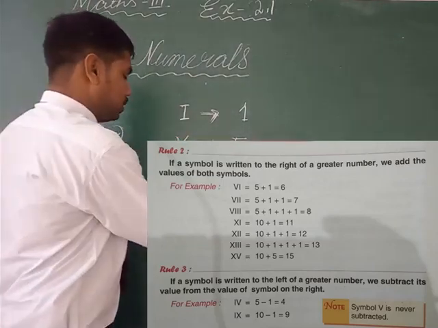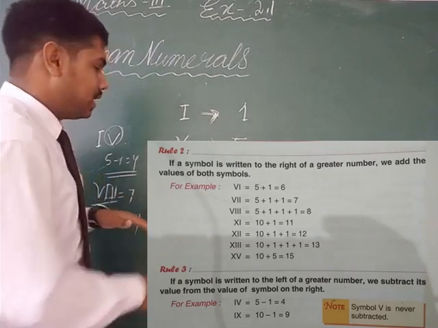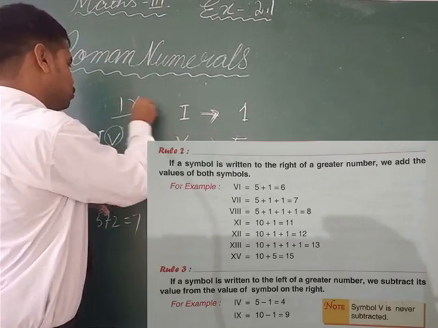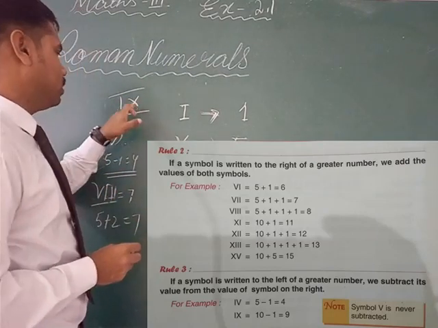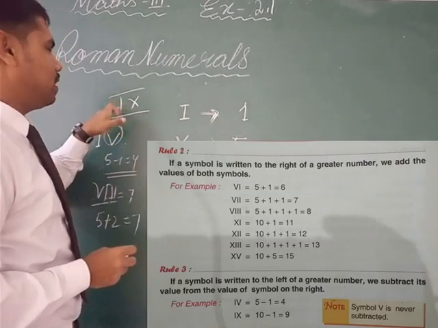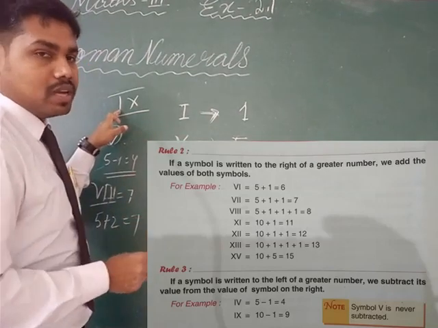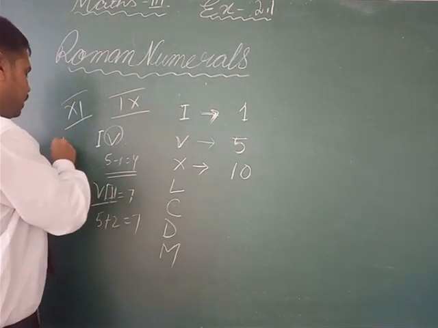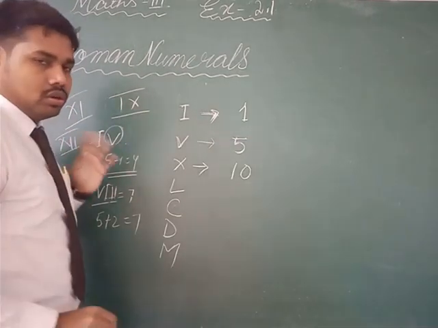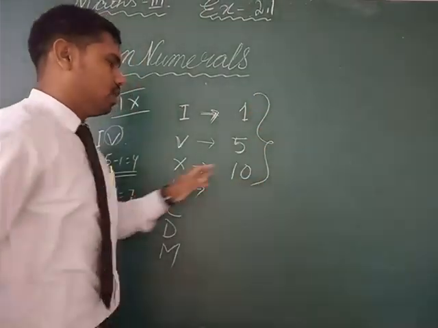For 10 we write X. So if you want to write 9, that means X minus 1. Before 10 we subtract 1. X means 10, so 10 minus 1 is 9. This is how we write 9, like this. For 11, how much? 10 and 1. For 12, X plus 2. Okay. So now these are the things I hope you are aware of.